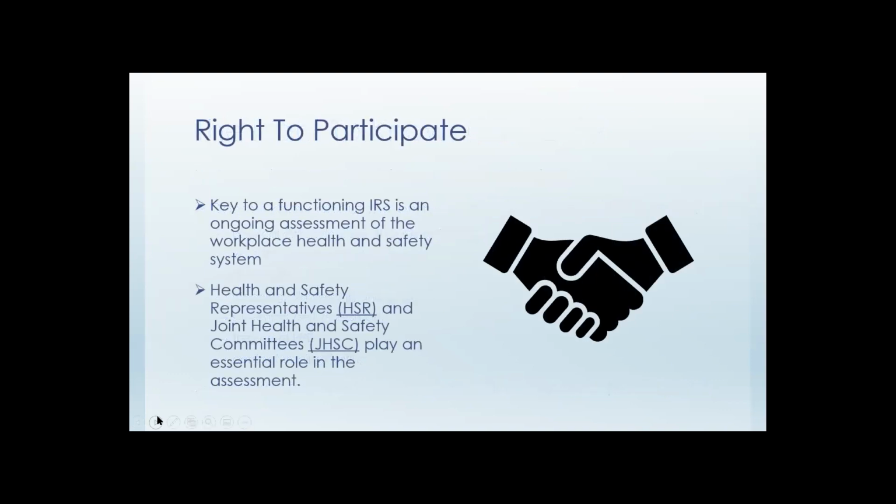Now we will talk about the right to participate. The key to a functioning internal responsibility system is an ongoing assessment of the workplace health and safety system. A health and safety representative, or HSR, and a joint health and safety committee, also called the JHSC, plays an essential role in the assessment of the system.